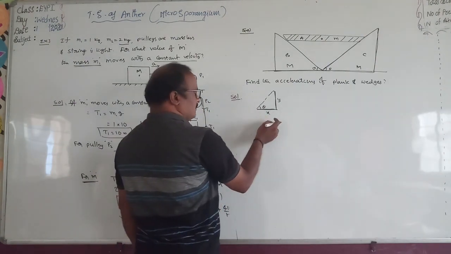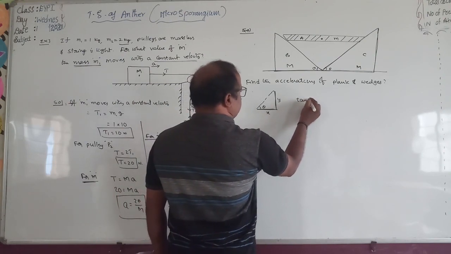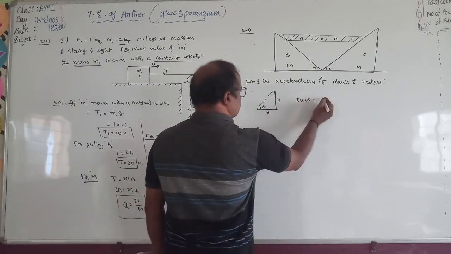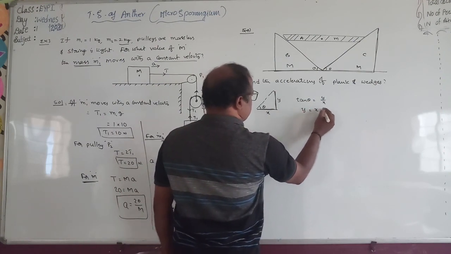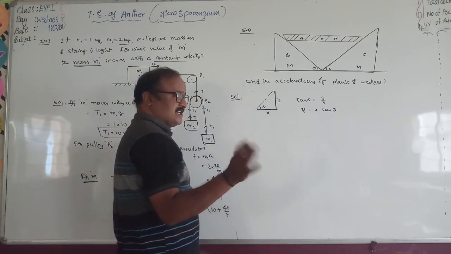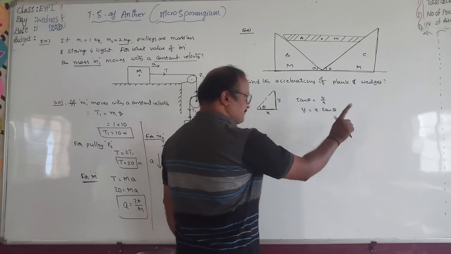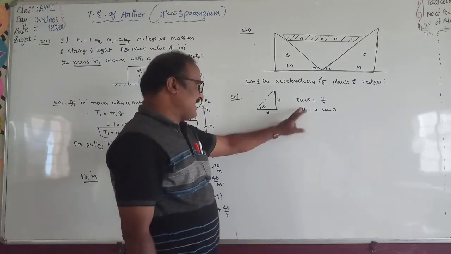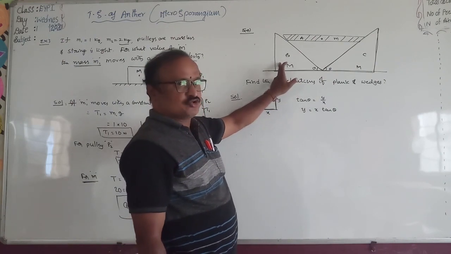From this triangle, tan theta is equal to y by x, or y is equal to x tan theta. Theta remains constant; theta doesn't change here. Differentiating this displacement with respect to time, dy by dt is equal to velocity, and dx by dt is also velocity for the wedge.